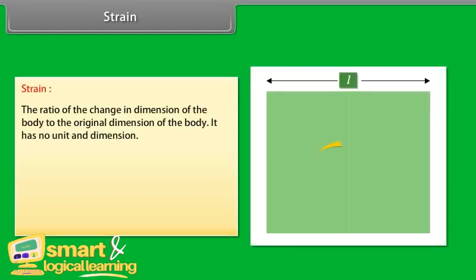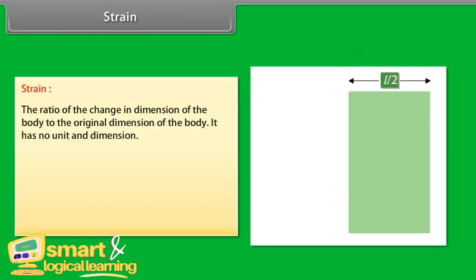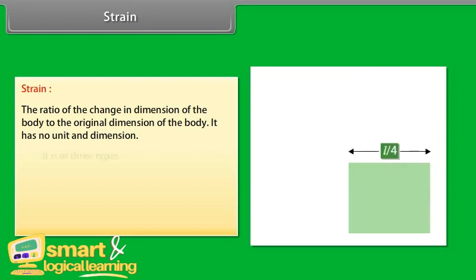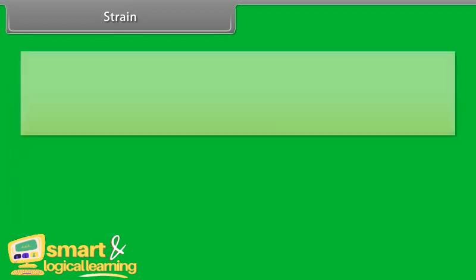Strain. Strain is defined as the ratio of the change in dimension of the body to the original dimension of the body. It has no unit and dimension. It is of three types: longitudinal strain, volumetric strain, and shearing strain.